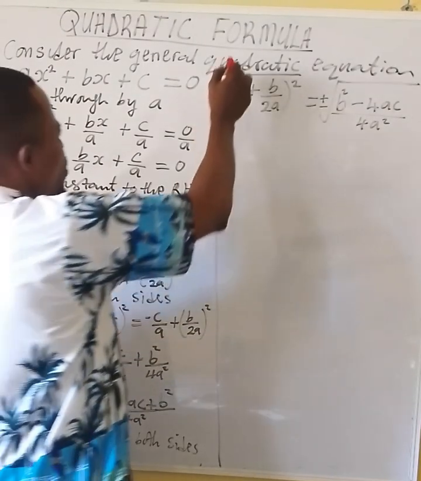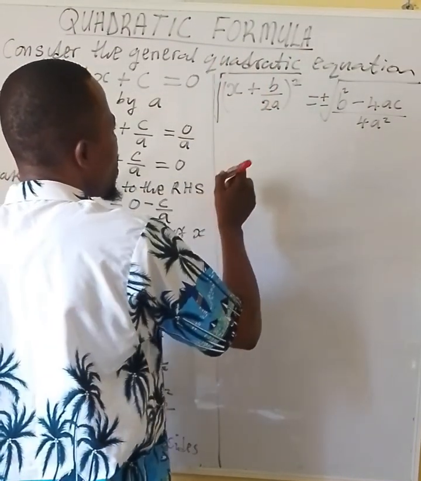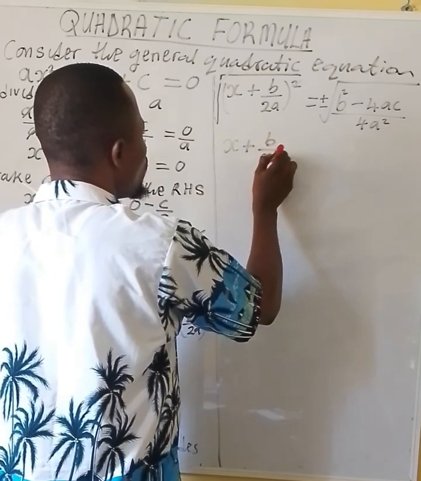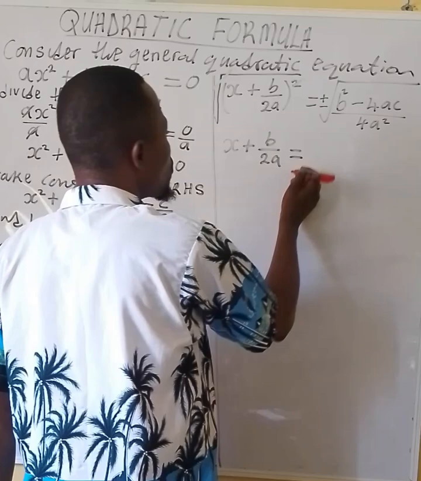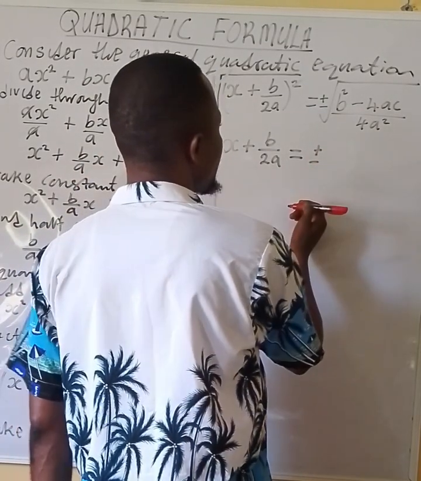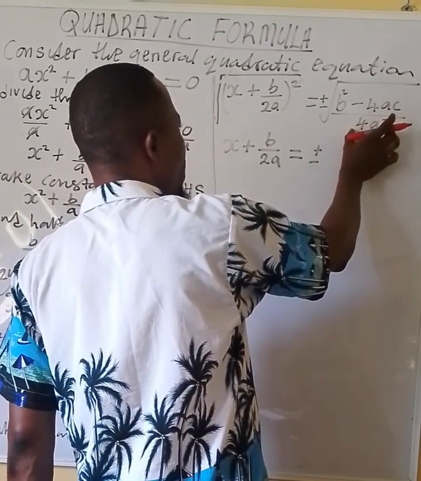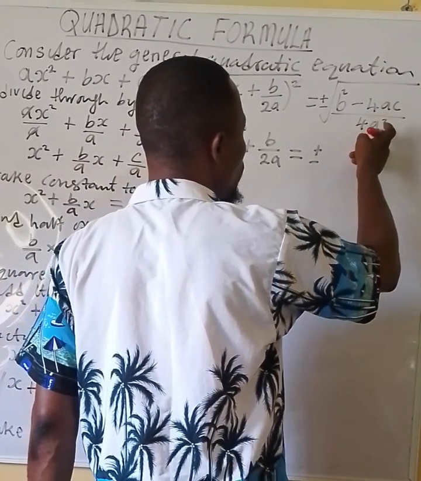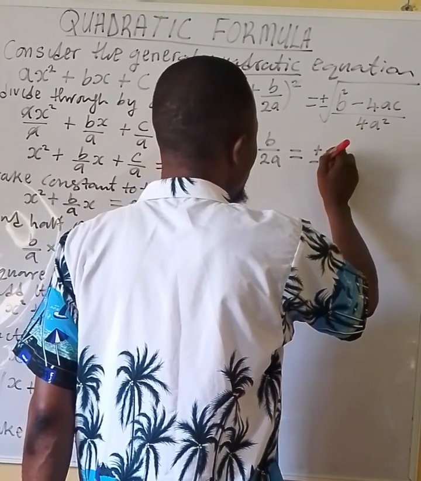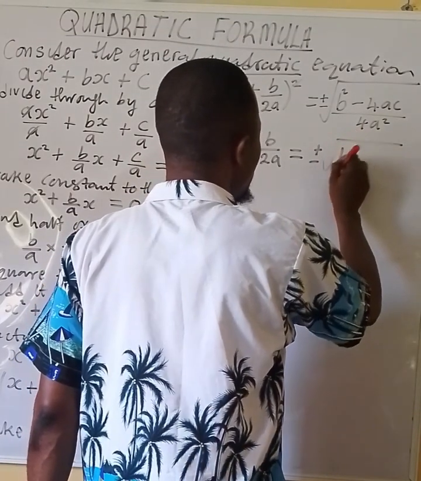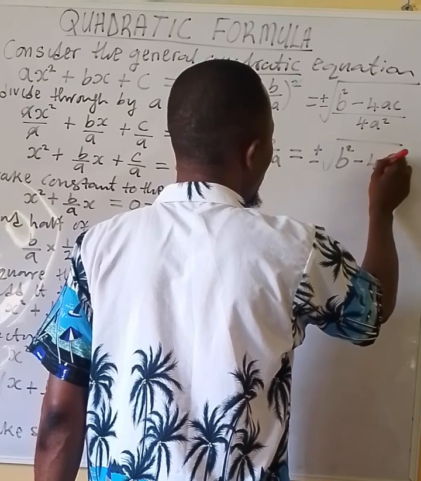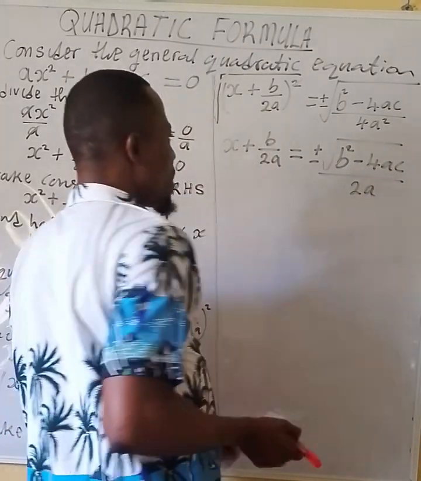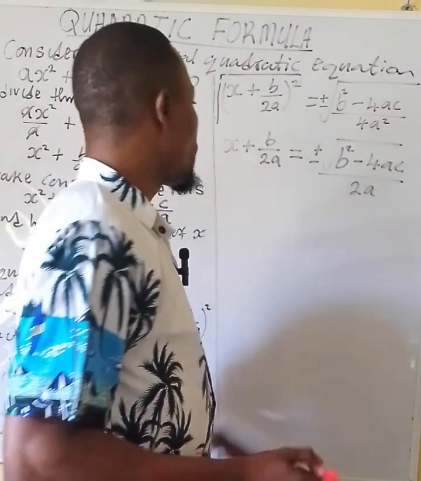So now when you look at it, this square root, we cancel this square. So we are now left with x plus b over 2a, everything equals to plus or minus. Now, this 4a squared, when you find the square root of it, the square root of 4 will be 2. Then this square root, we cancel this. So we now have it to be the square root of b squared minus 4ac over 2a. Because that square root has already cancelled this square.